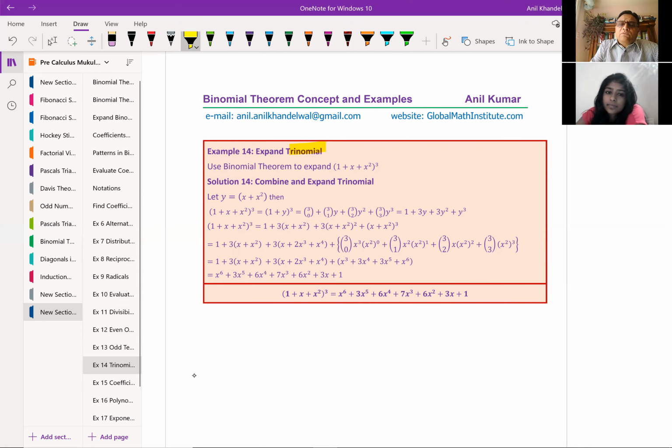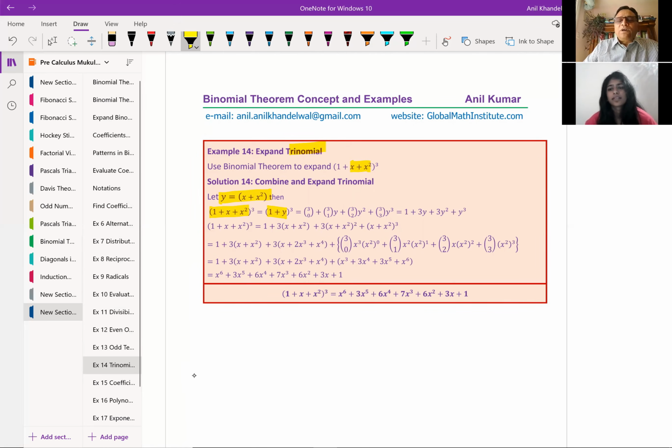Now, if I have to expand (1 plus x squared) whole cube, what should you club? You should club these, right? Because they're similar. One is an easy number to work with, right? 1 to the power of 3 is just 1. Club these two and keep the one separate. So we say let y equal x plus x squared, and this trinomial becomes (1 plus y) whole cube.